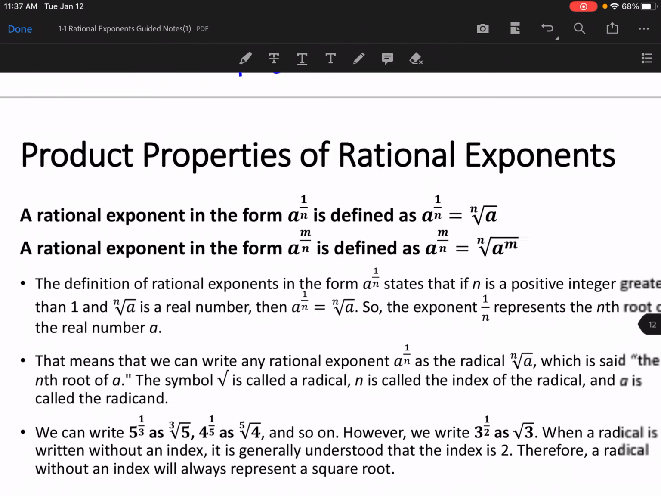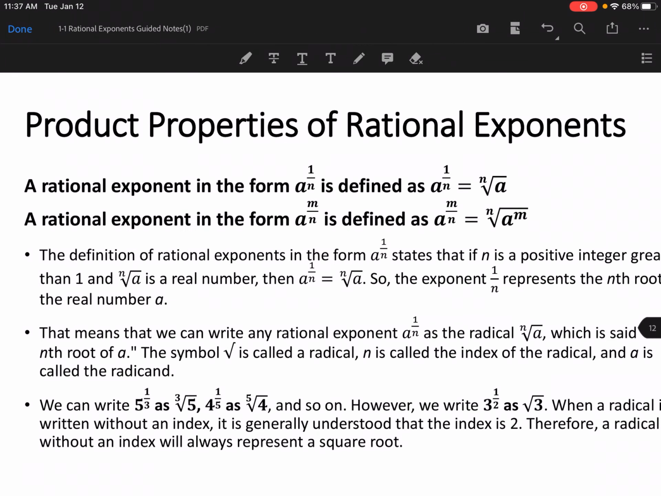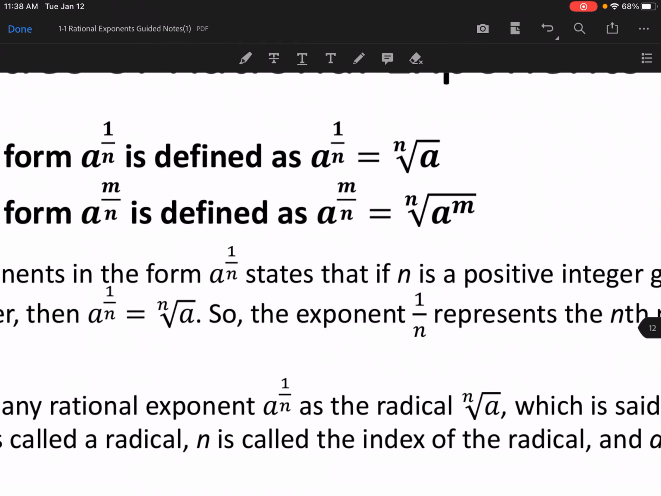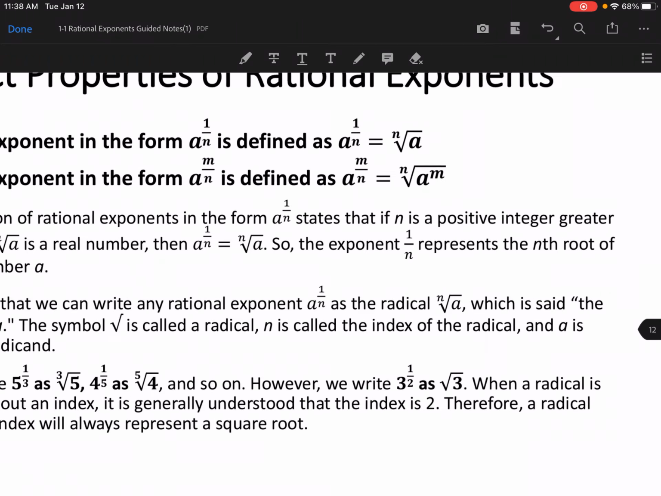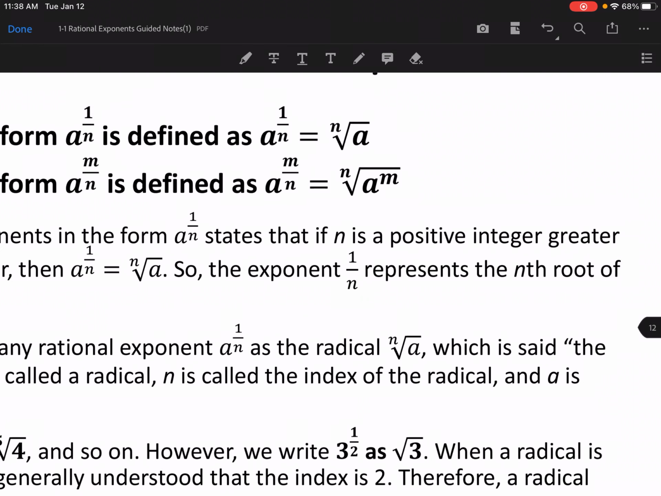All right, the properties of rational exponents. A rational exponent in the form of a to the 1 over n is defined as a to the 1 over n, which is equal to the nth root of a. So you may recall this. Let me go ahead and say the other one. A rational exponent in the form of a to the m over n is defined as a to the m over n, which is equal to the nth root of a to the m.